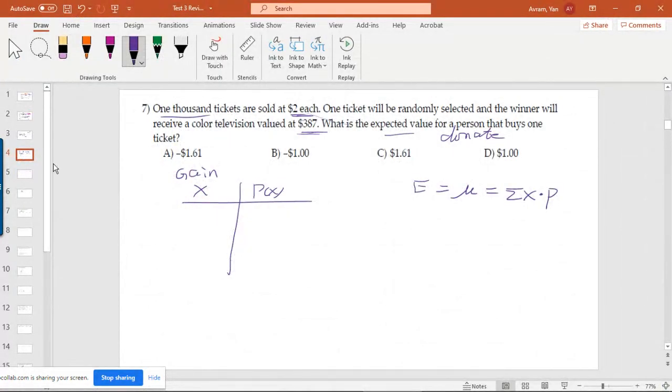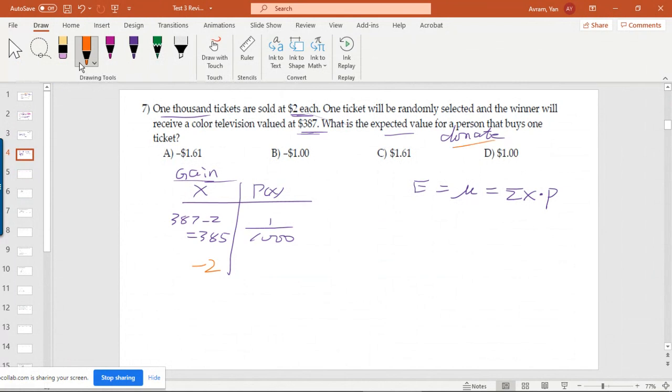But if you win the 387 prize, you have to purchase a $2 ticket. So the value you gain here actually is 385. That's why we say we're using the gain in here. And since there's only one prize here, the probability you're going to win this prize is 1 out of 1,000, because you have a total of 1,000 tickets. For those people who did not win the prize, they're going to donate $2. So we use the -2. That is the gain. The gain is negative, which means it's a loss, right?